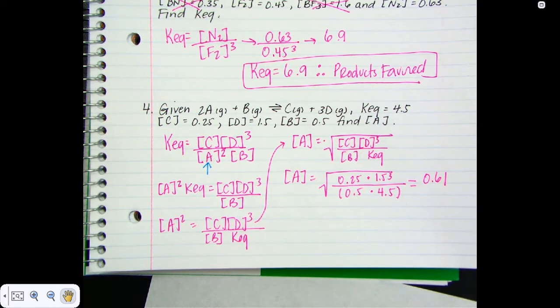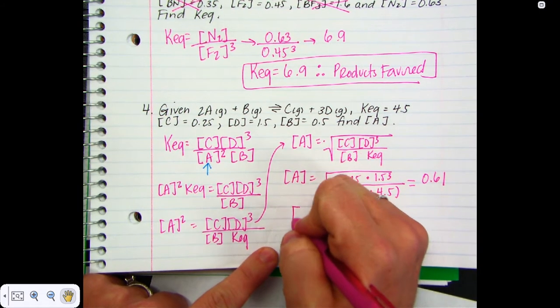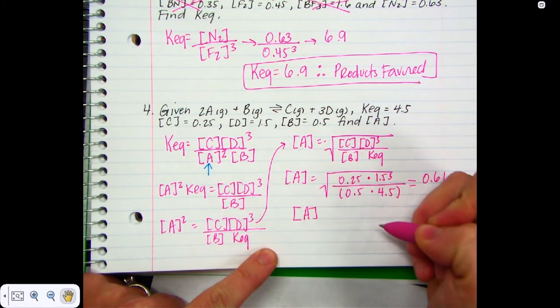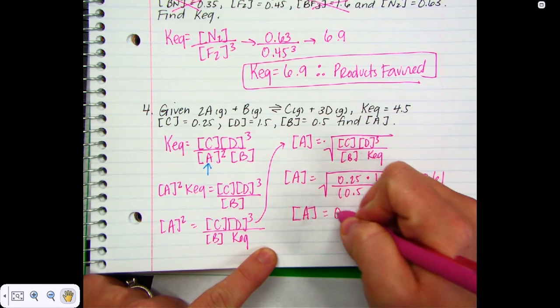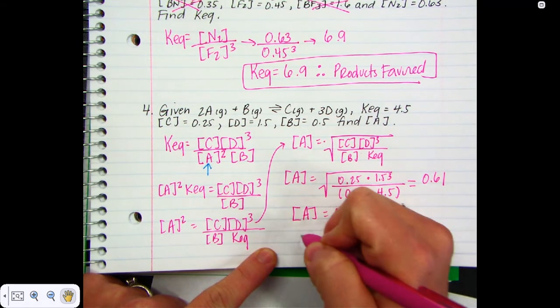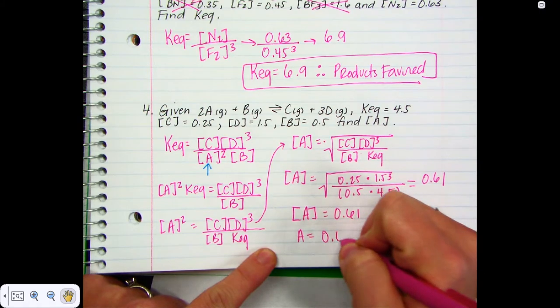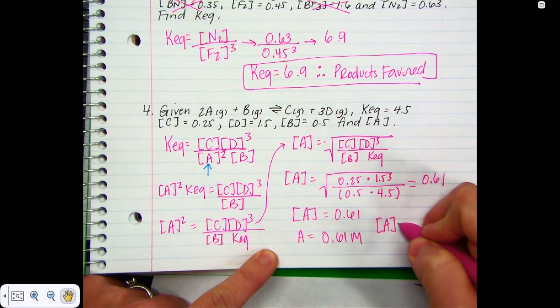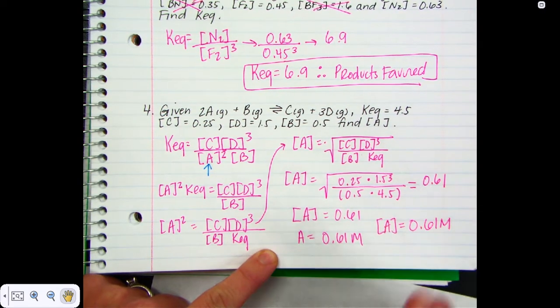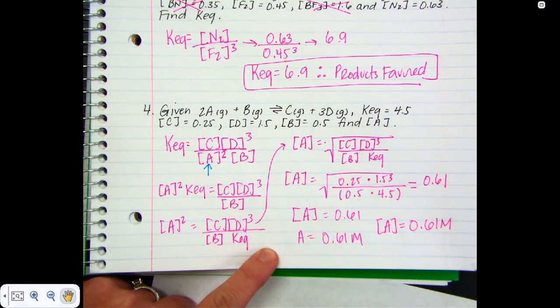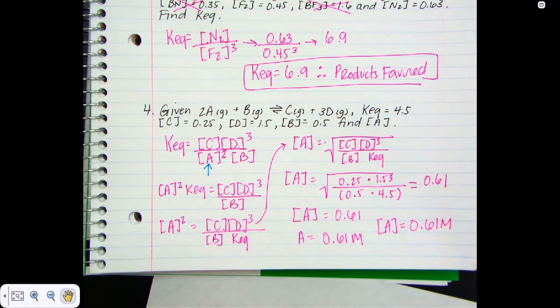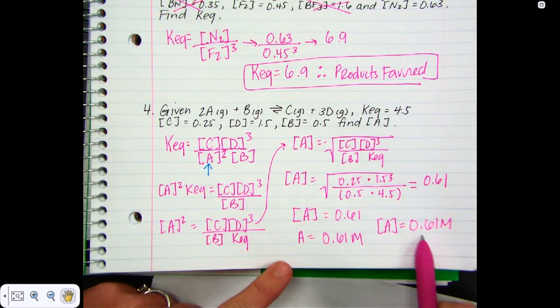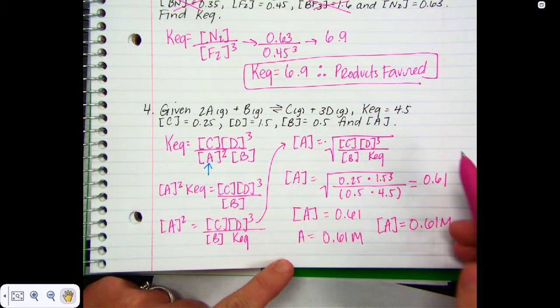Okay. Now let's talk about units here at the end. You have solved for a concentration. So there's a couple different ways that you can give this to me. You could say brackets A, because that means concentration of A, equal to 0.61. You could say A equals 0.61 molar. Heck, you can even go total overkill and say brackets A equals 0.61 molar. I'm okay with any of those. Just don't say A equals 0.61 naked without an M. All right. And you don't have to tell me products or reactants favored here because this is not a KEQ value. This is a concentration.